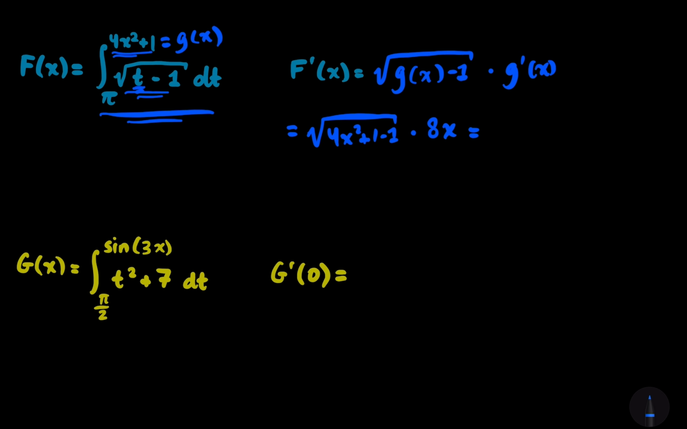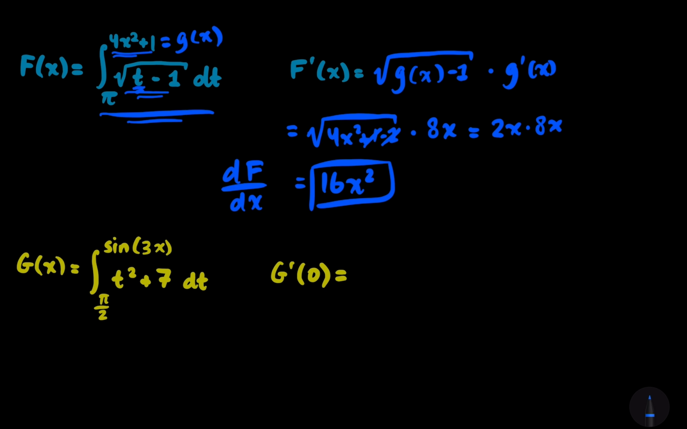And then let's go ahead and just do some simplification over here. This 1 and negative 1 will cancel. And then the square root of 4x squared is just going to be 2x times 8x, right? And so this is ultimately going to end up being 16x squared. And that would be our final answer. That is capital F prime of x, or dF, or d capital F by dx. So that would be our final answer.